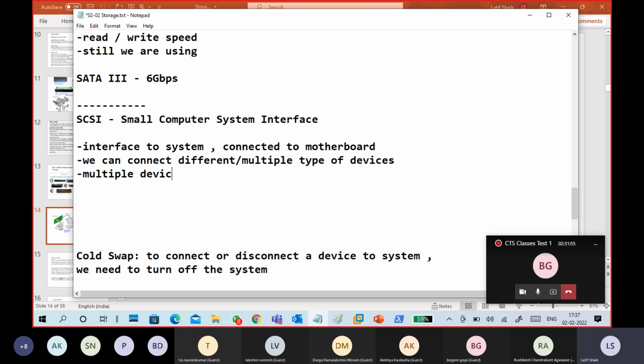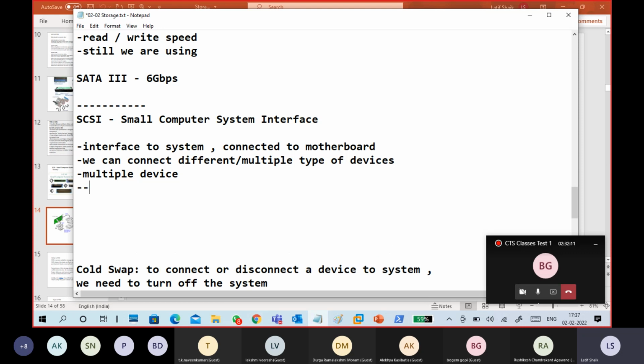What is multiple devices? It means 4 hard disks I can connect, like 10 CD-ROMs, or maybe 3 printers, 2 scanners I will connect, like this. Multiple devices, multiple types of devices, a list of devices we can connect.